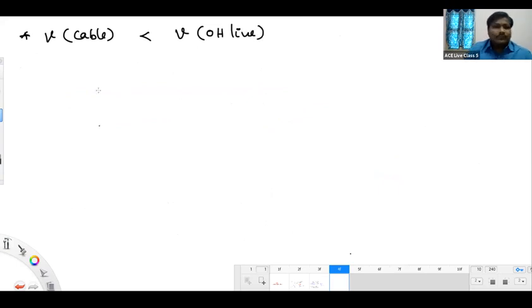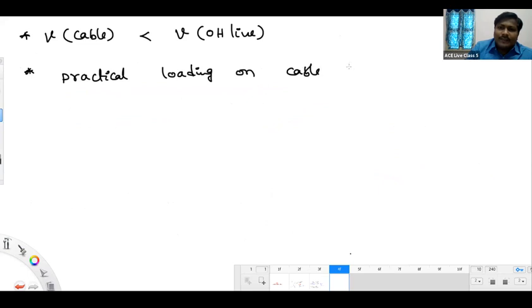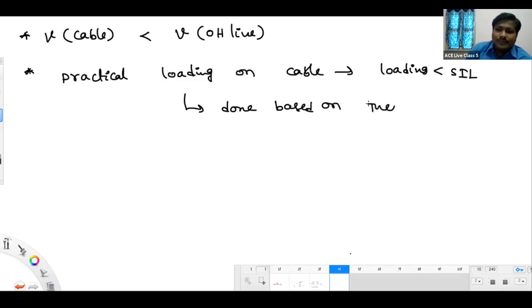Next, what is the practical loading on the cable? All of you, please tell me. Practical loading on cable will always be less than SIL, and it is done based on the thermal limit. Thermal limit I already discussed, so I am not repeating the explanation.